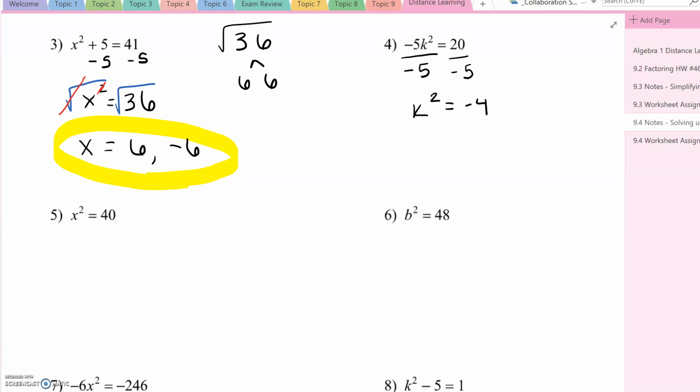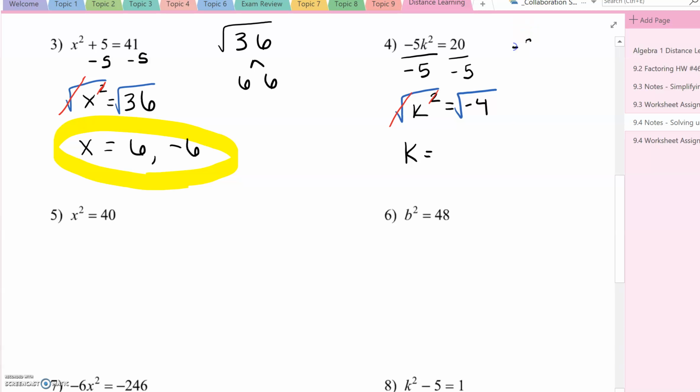All right, to get the k by itself now, we would want to take the square root of both sides. The square root and the squared part cancel each other out, so we just get k equals. And then we want to think, what number multiplies by itself to give us a negative 4? So a lot of you are probably thinking negative 2.